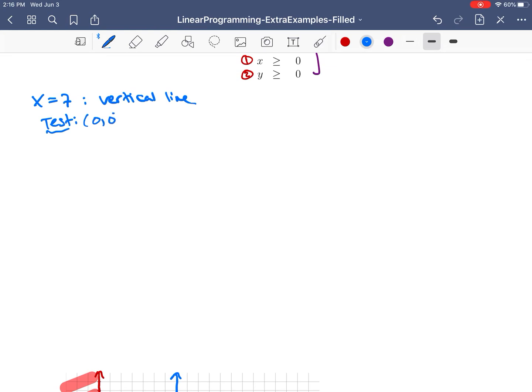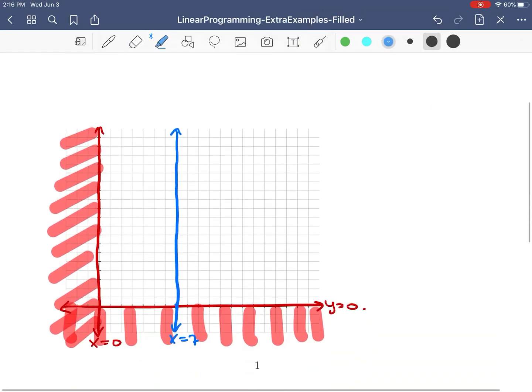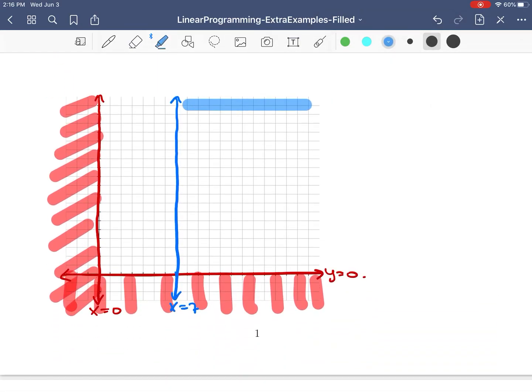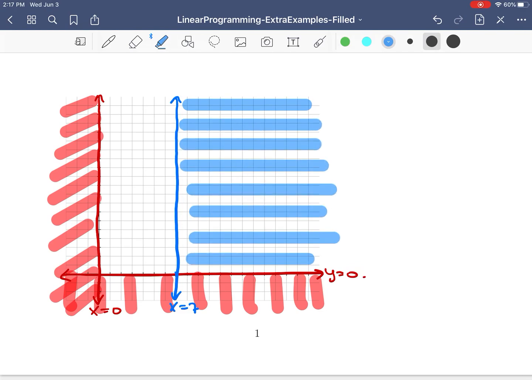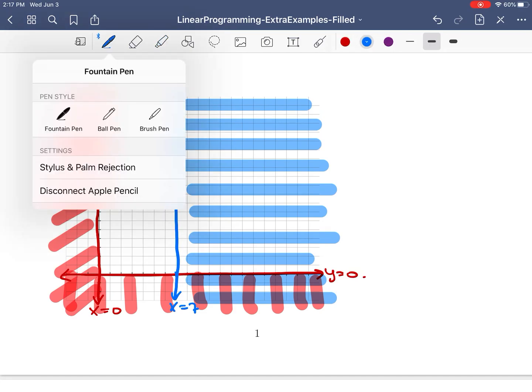So we could test 0, 0 if you want. So 0 for x is less than or equal to 7. That's true. So 0, 0 is on the right side, which means that everything on the other side is not in the feasible set. So all that part is gone.